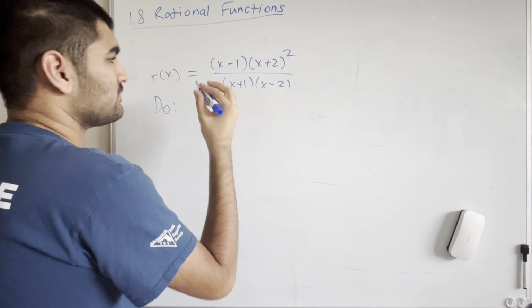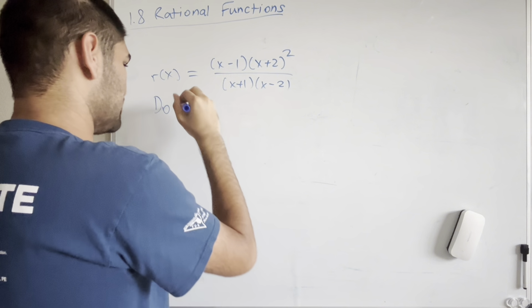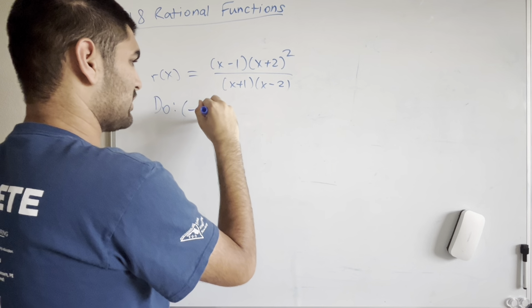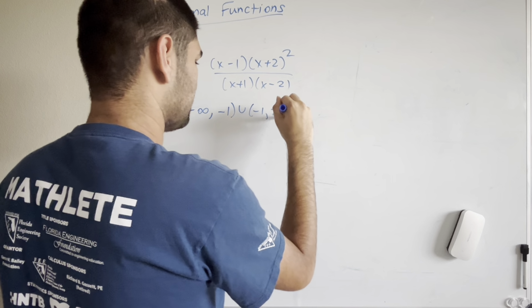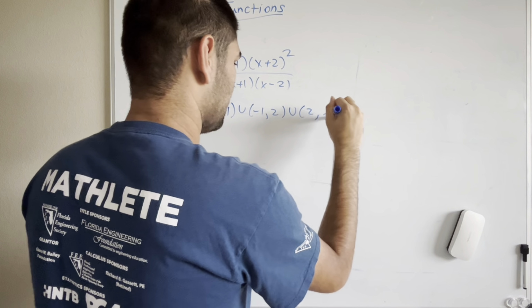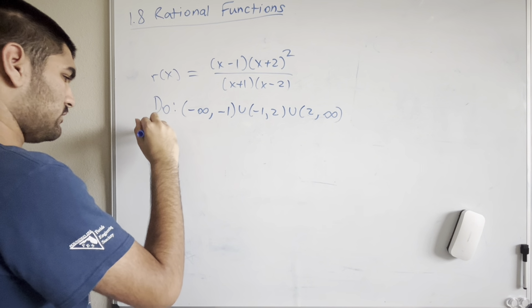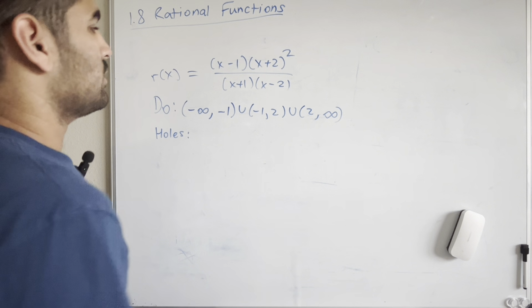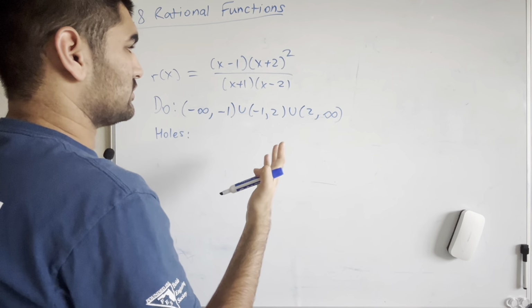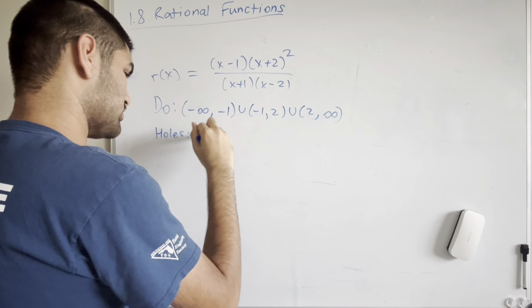Anyway, so the domain of this is, remember, we just have to exclude the values of x that make the denominator 0. So in our case, it's from negative infinity to negative 1, union negative 1 to positive 2, union 2 to infinity. Okay. And then next, we have to check for any holes. So do any of the factors cancel out? The answer is no, right? None of the factors cancel out, so therefore there are no holes.